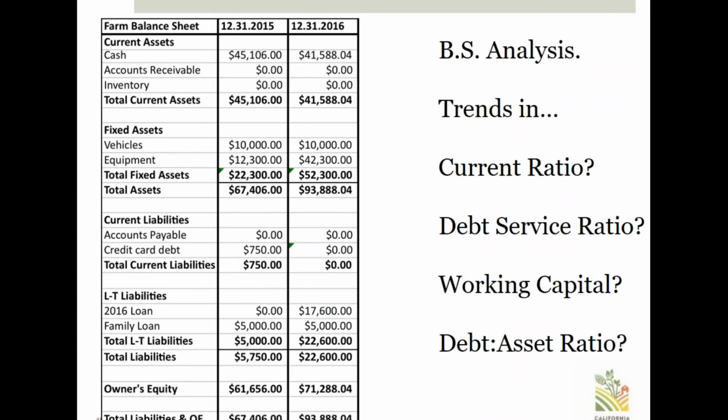Also, I was going to point out that in the case of this balance sheet, what I did was break out the current assets and the fixed assets so you could look at them in different senses. Now remember, current assets and current liabilities are assets and liabilities you expect to use during the year, whereas long-term liabilities and fixed assets are much longer-term things that you own or that you owe.